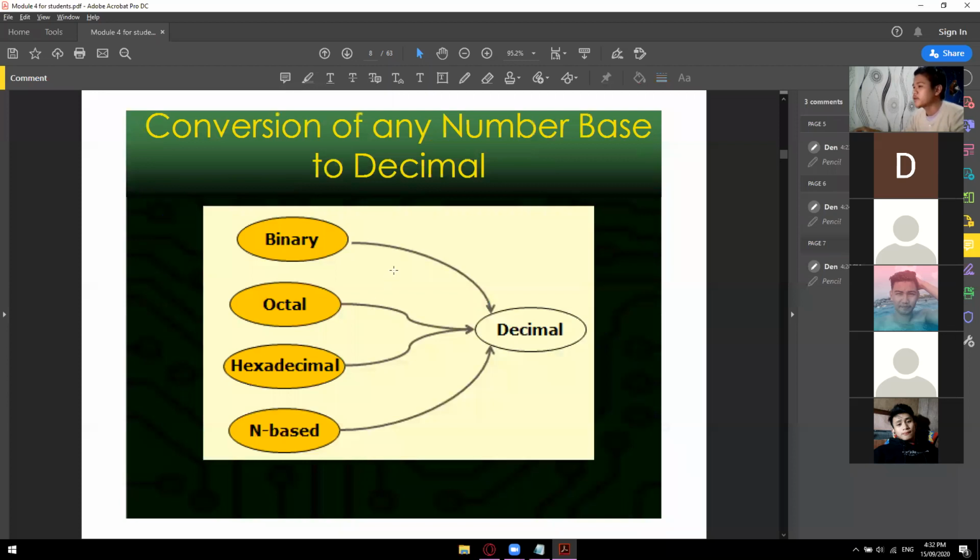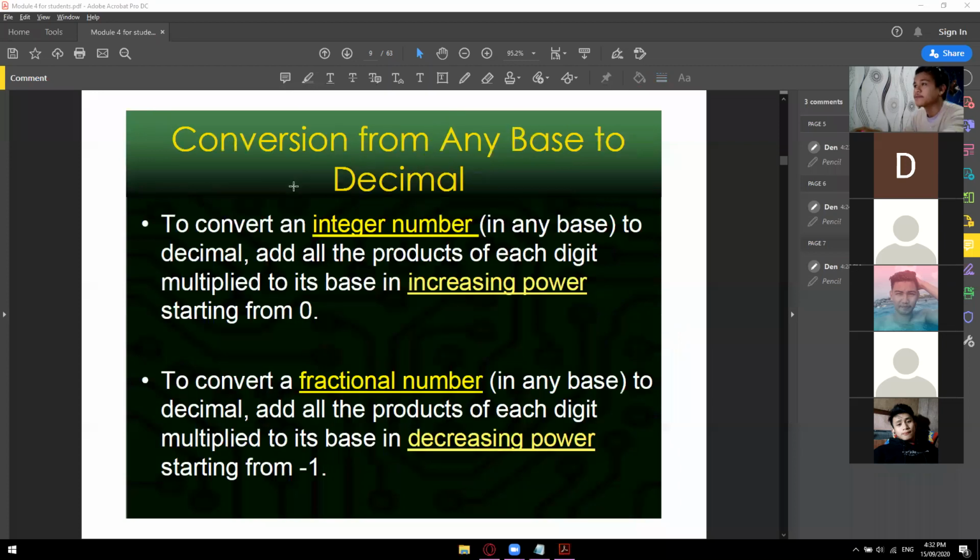Alright, so basically you can convert a binary or an octal, hexadecimal, or n base to a decimal. So lahat yan pwede nyo i-convert into a decimal. Okay, so here's the step on how to convert any base to decimal. To convert an integer number in any base to decimal, add all the products of each digit multiplied to its base in increasing power starting from 0. And to convert a fractional number in any base to decimal, add all the products of each digit multiplied to its base in decreasing power starting from -1.